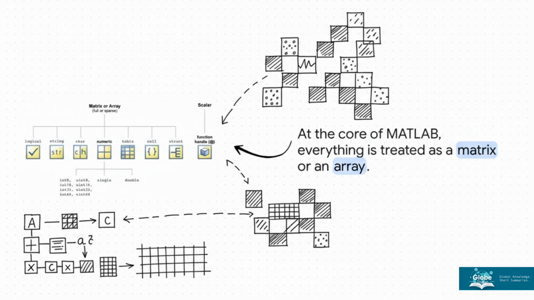And here's the real secret sauce, the thing that makes it all click. At its core, everything in MATLAB is a matrix, or an array. It doesn't matter if it's a single number, a whole list of data, or even a picture, it's all handled the same way. And that one simple idea makes really complex math feel, well, surprisingly easy.